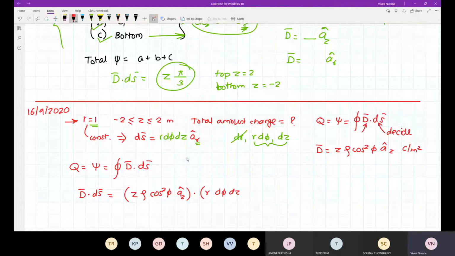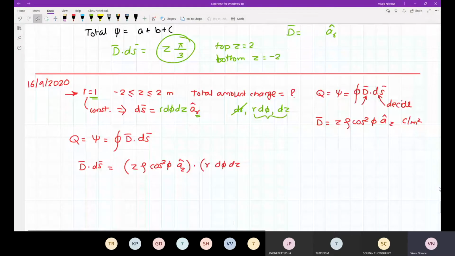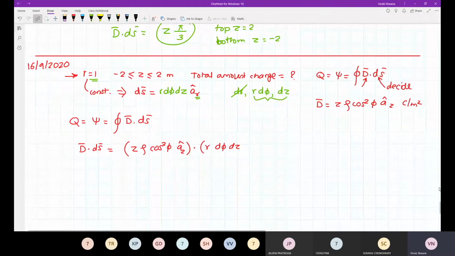Did I make any mistake? Oh yes, I made a mistake. Yesterday we discussed that mistake. I will recall the things. This was our preliminary observation.